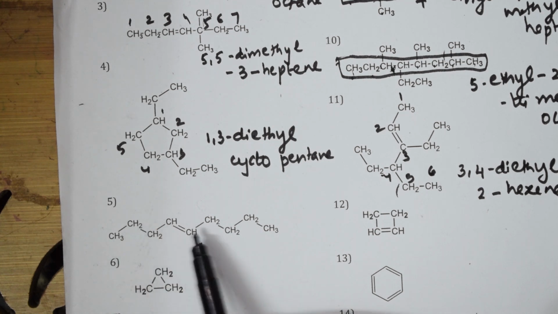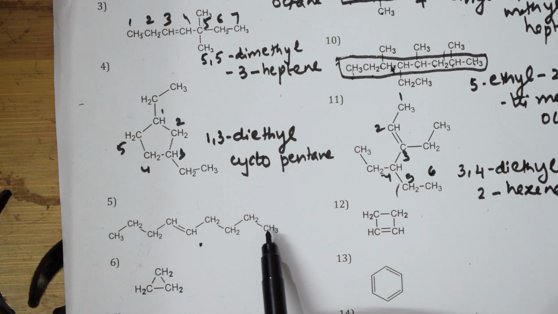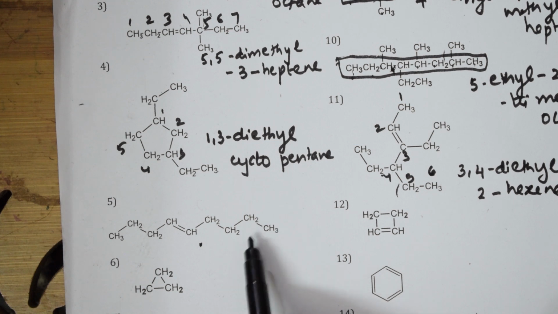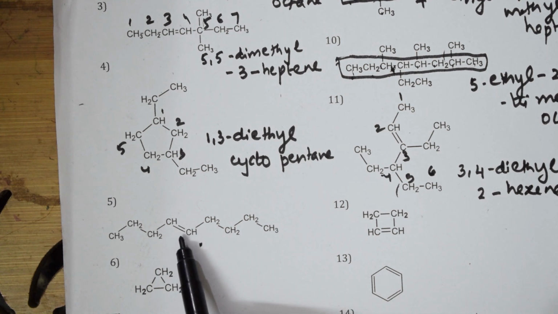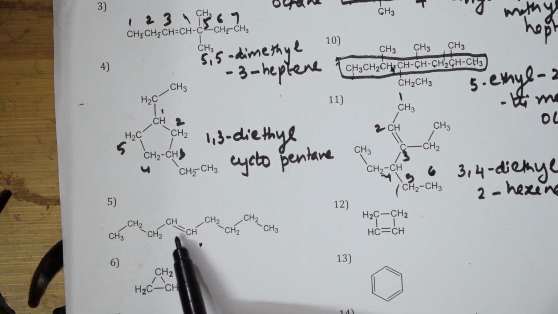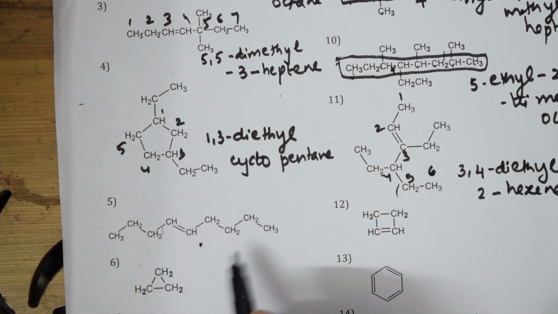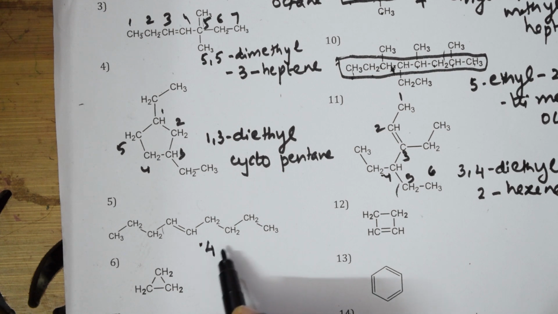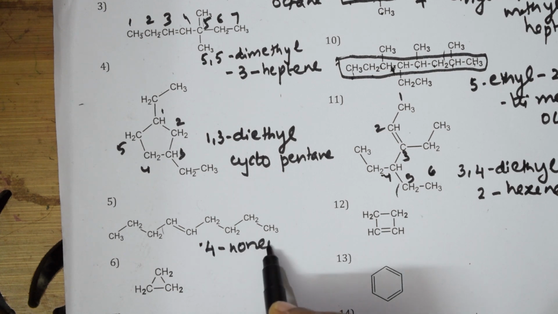Let's see this. Now longest chain 1, 2, because it is only in one way. 1, 2, 3, 4, 5, 6, 7, 8, 9. 9 carbon hydrocarbon is nonene. Correct? Now where is the double bond present? Double bond is present here and it should get a minimum number. You should be careful. Suppose if I start numbering here 1, 2, 3, 4, 5. Suppose if I number from here 1, 2, 3, 4. So this is the right way, because this should get a minimum number. So now what do I get? I get 4-nonene because it is a double bond.